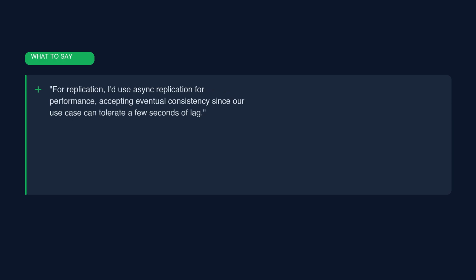Or say, for replication, I'd use async replication for performance, accepting eventual consistency since our use case can tolerate a few seconds of replication lag. This shows you understand trade-offs.